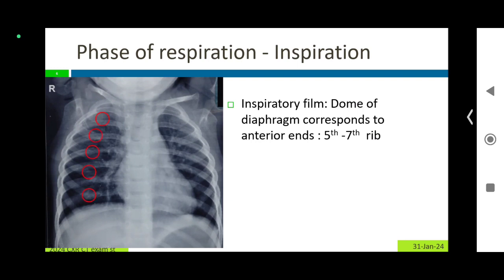These are the anterior ends of the ribs. Normally, to say it is an inspiratory film, the anterior ends of at least the first 5 ribs should be visible above the diaphragm. 1, 2, 3, 4, and 5.